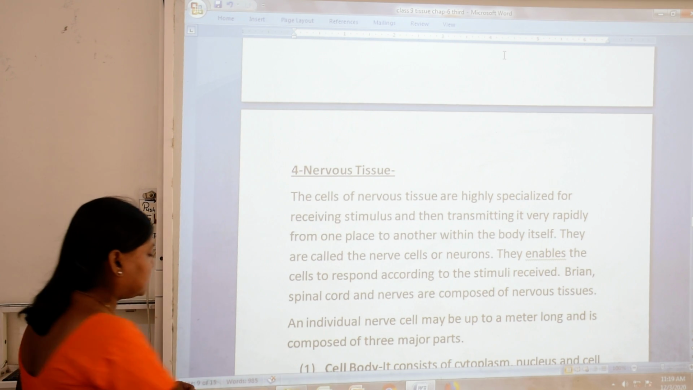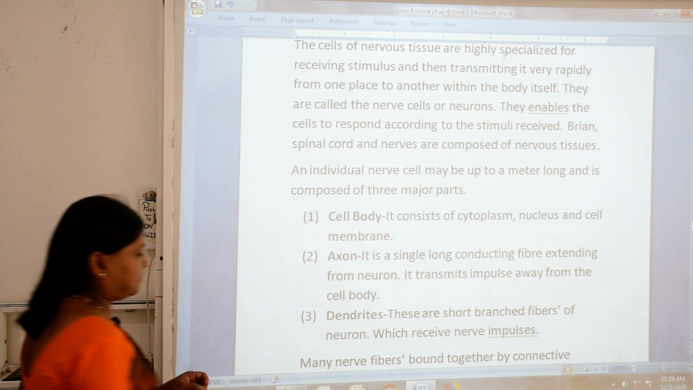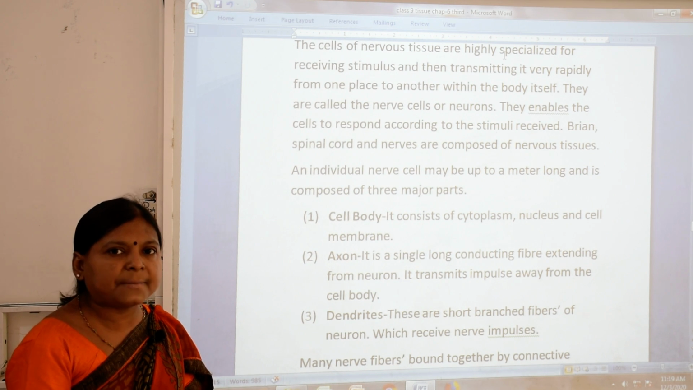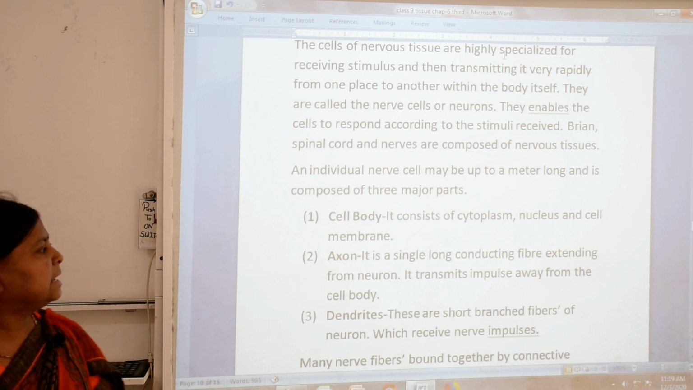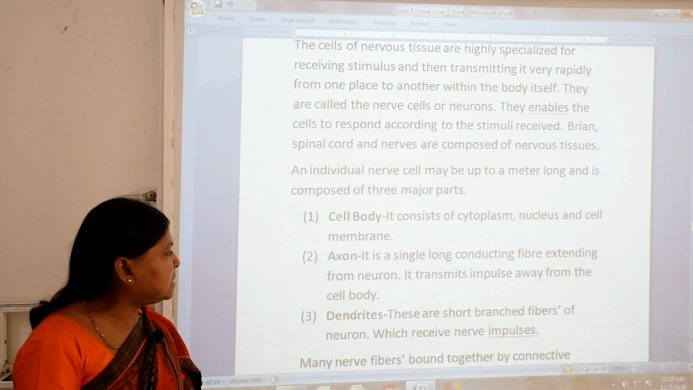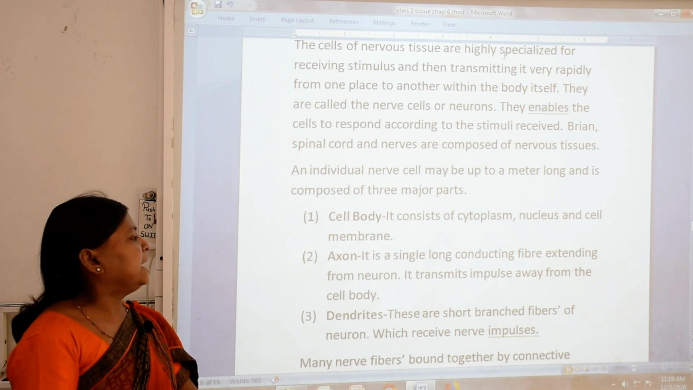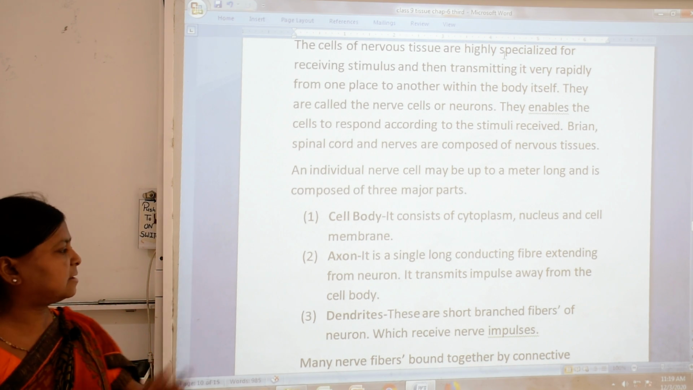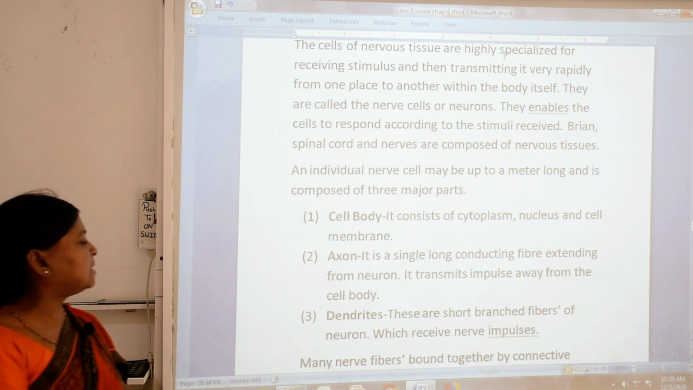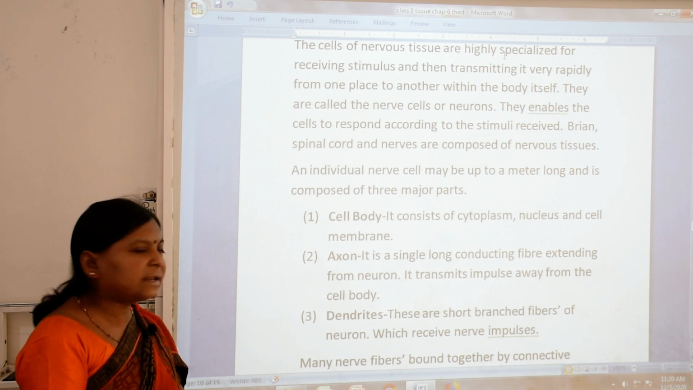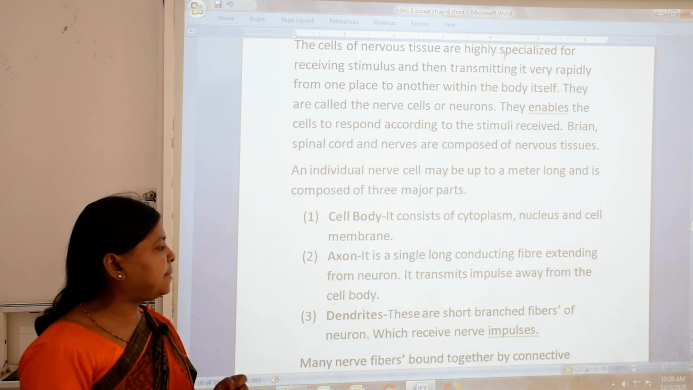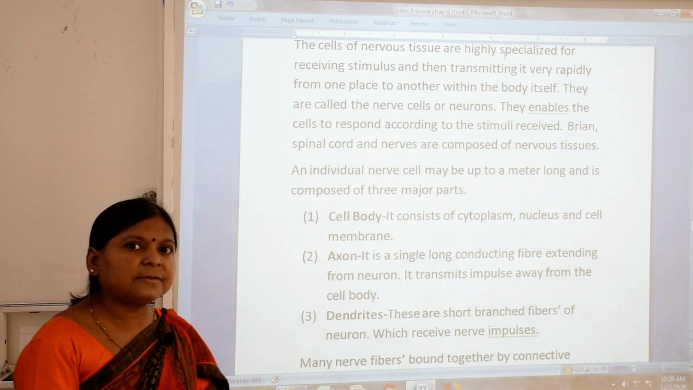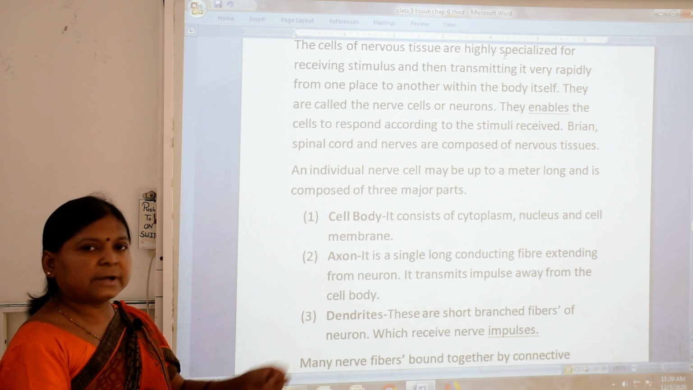What are the three major parts? First one is the cell body. It consists of cytoplasm, nucleus and cell membrane. Next one is the axon. It is a single long conducting fiber extending from the neuron. It transmits impulses away from the cell body. Its main function is transmitting the impulse. Next one is the dendrites. What are the dendrites? These are the short branched fibers of the neuron which receive the nerve impulse. First the dendrite receives the nerve impulse, then it is transported by the axon.